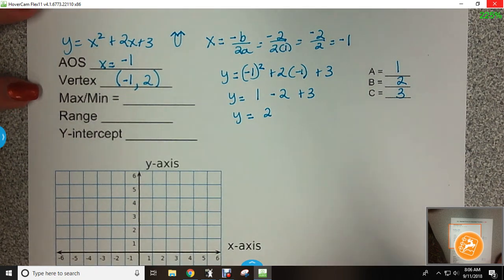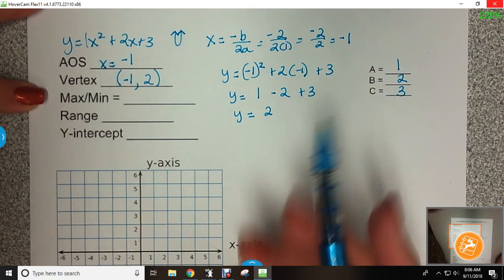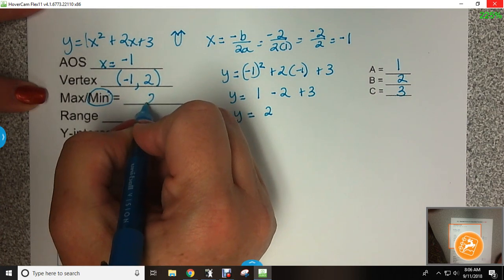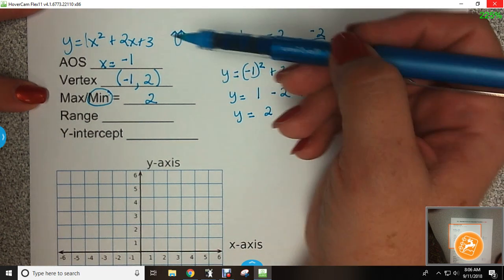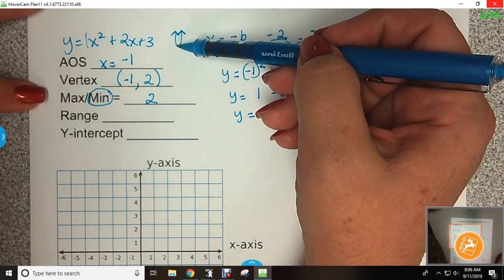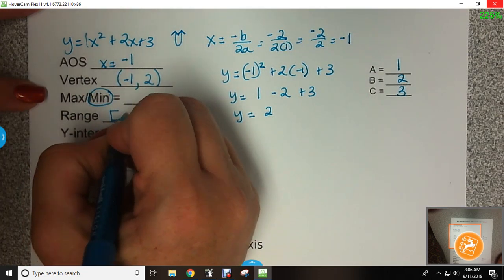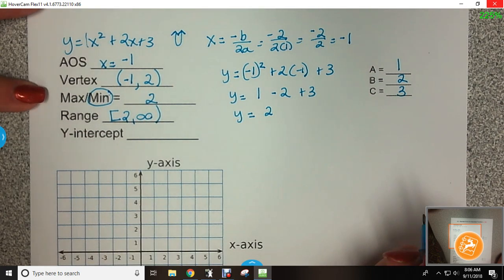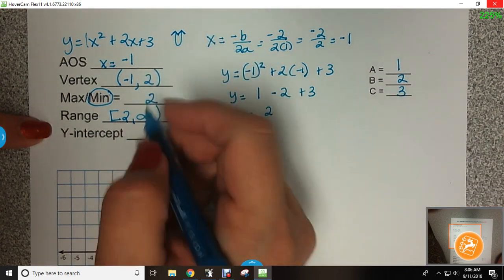Now, because I know this opens up because it's a positive a value, it's going to have a minimum, and my minimum is going to be 2 because that's my y value. Also, because it opens up, it's going to start at 2 and go up forever. So my range is 2 to infinity. My y-intercept is the c value. It is 3.